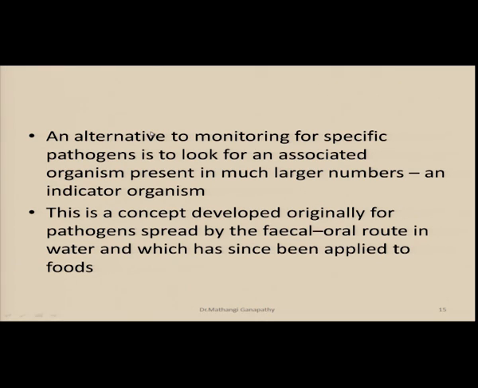The second alternative to monitor for specific pathogens is to look for an unassociated organism present in much larger numbers. So this was what I said earlier. Along with the pathogen, you will have some other organisms which proliferate in larger numbers. So wherever you see a larger amount of this non-pathogenic organism, along with it you will see a smaller amount of the pathogen. This is a concept which was originally developed for pathogens spread by the fecal-oral route in water and which has been applied to fruits.